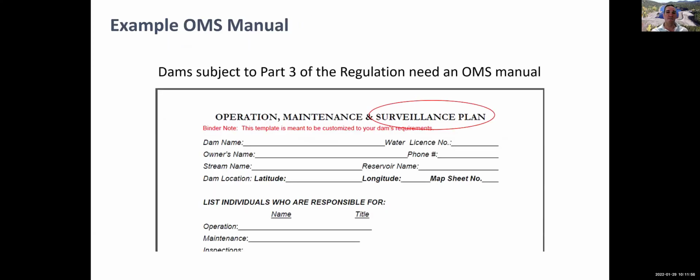Okay, so moving on, there's an example of an OMS manual. You can find that right on the dam safety link. It's really simple. I think this one's only 4 or 5 pages, but it gives you an idea of the minimum requirements for an OMS manual. And obviously they get quite a bit more comprehensive as your dam gets larger.